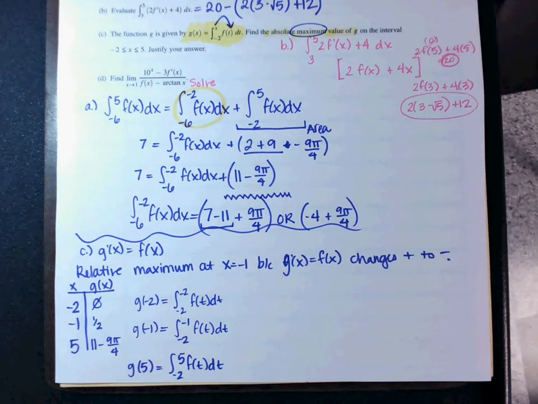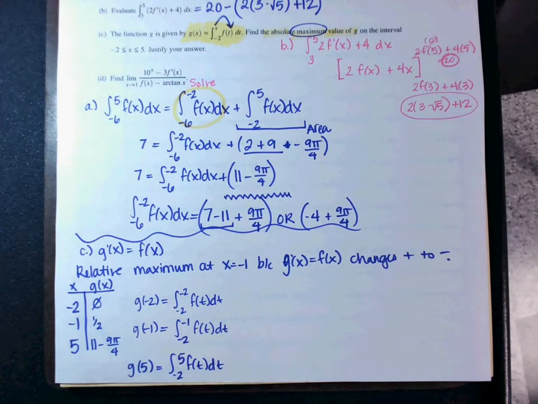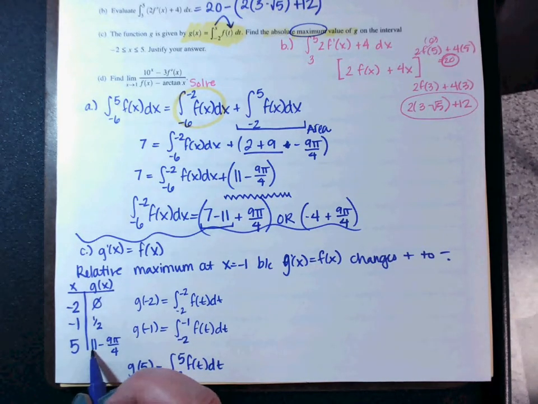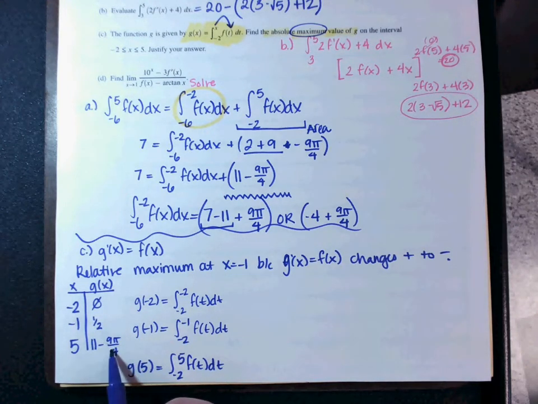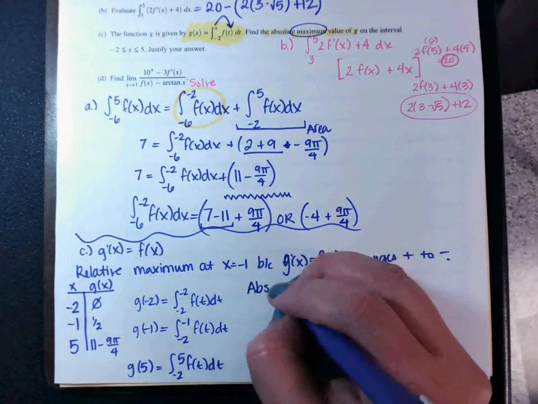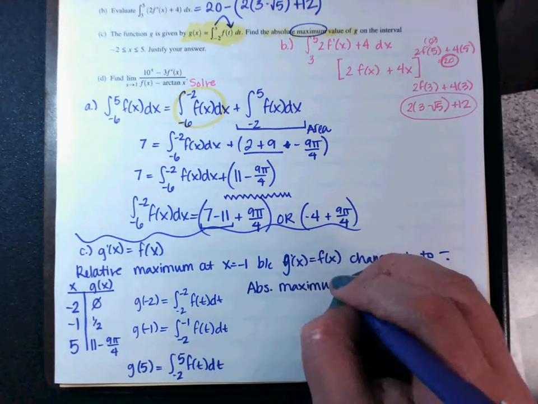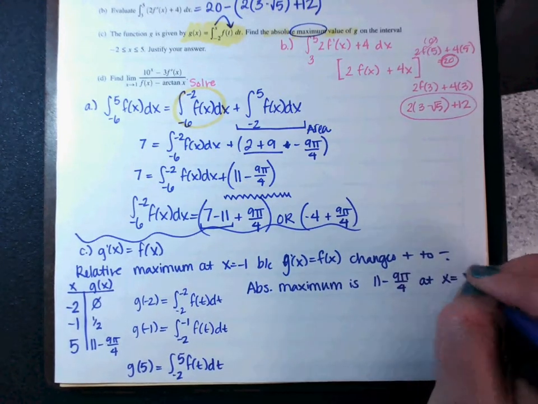Okay, so then in kind of estimating that value, I would just think about that 9 times pi is about 9 times 3, which is 27. 27 divided by 4 is about 26 divided by 4, which is about 6. So if I had 11 minus 6, that would have come out to be around 5. So if this is 0, this is 1/2, and this is something around the value of 5, then I know that this is my absolute max. So I would put my absolute max is 11 minus 9 pi fourths at x equals 5.